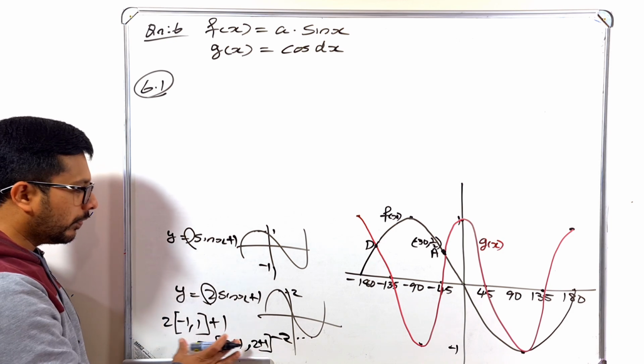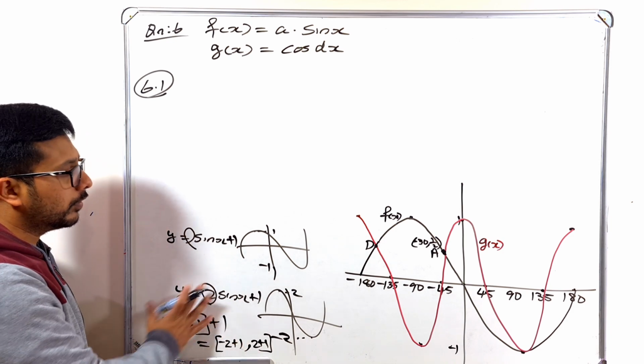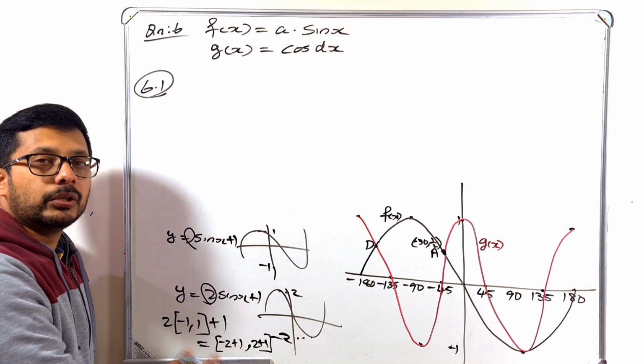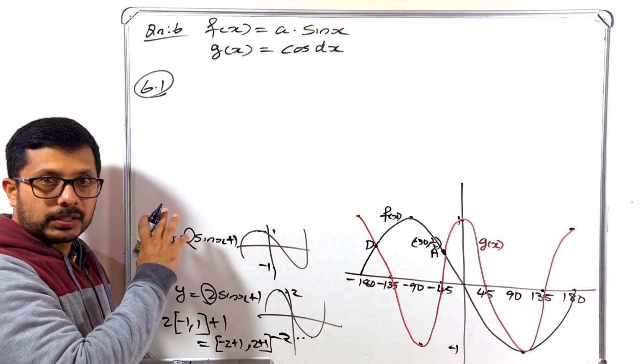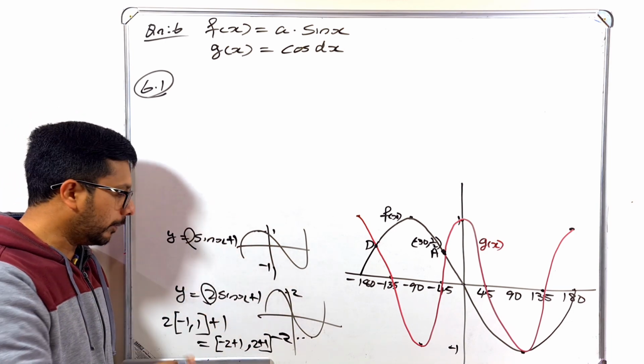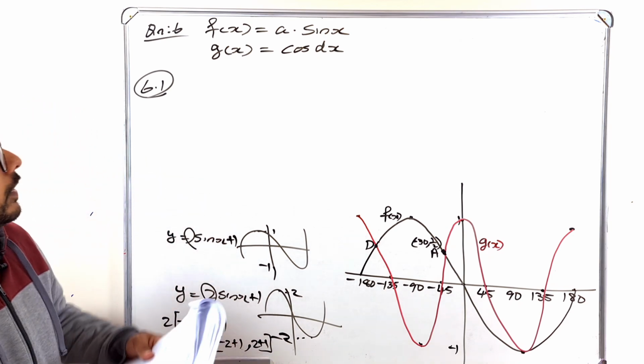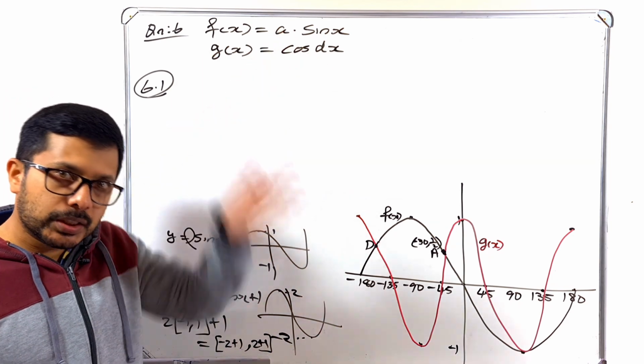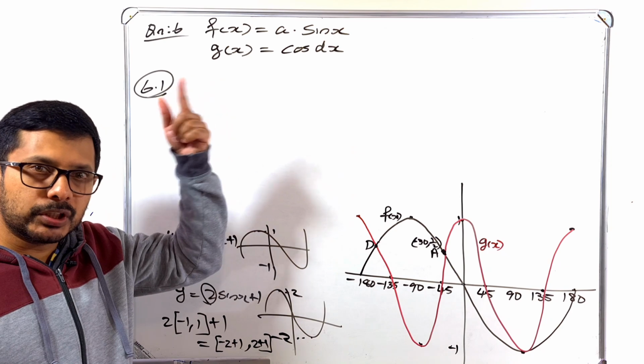If you want to know more about this, you have to watch the previous lesson where I explained all this. Anyway, this a represents the range, from which value to which value.